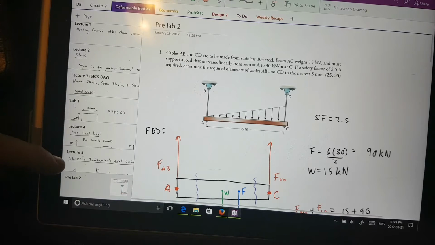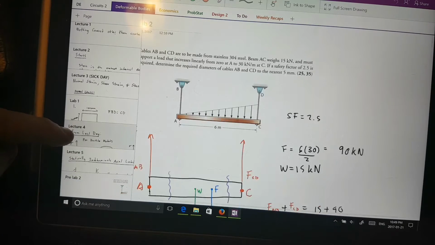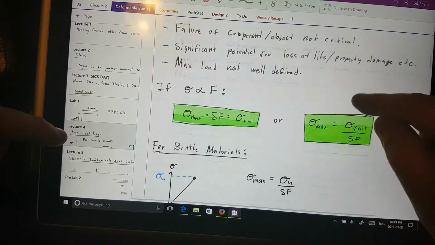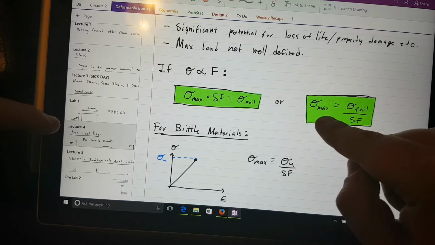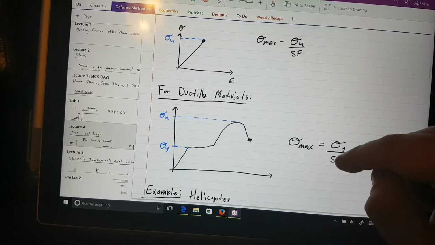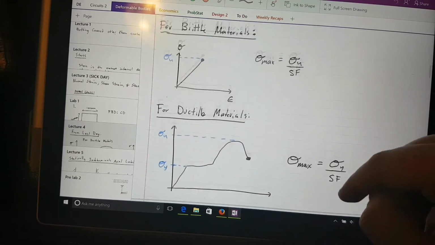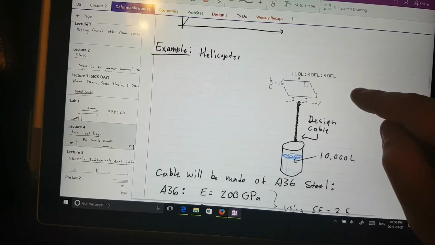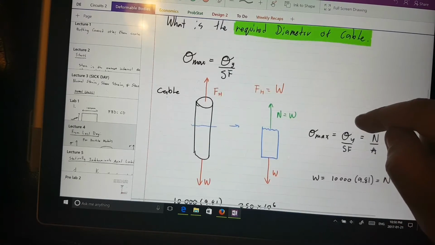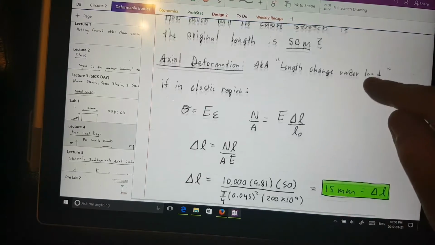I'll have to go over lab 2. These were the graphs. We got safety factors. So the max stress is going to be the yield strength over the safety factor. All right, sigma Y over that for ductile materials. Let's see, we got a helicopter. What we got? Yeah, that would be calculating yield strength.